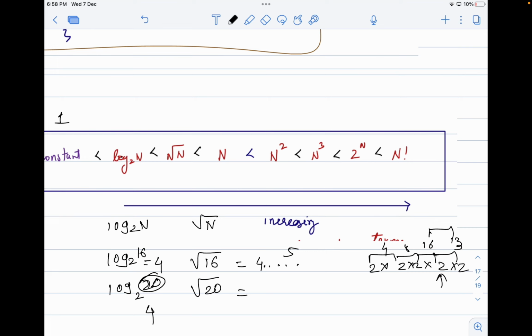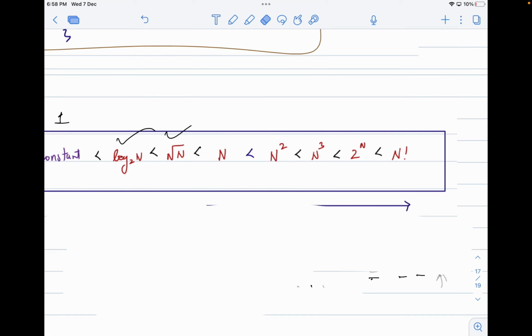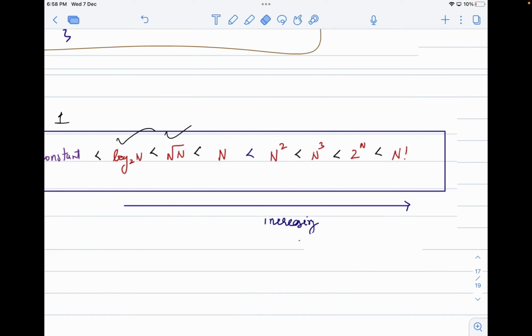So which term is it? How many times is it taking? 4 times: 1 time, 2 time, 3 time, 4 times. So how many iterations will it take? It will take 4 iterations. But for this it will be 4 point something, right? Which means the actual time taken is greater than this. So this is also true, right? If you are not able to understand how I'm trying to prove it, you can also try to prove it with your own inputs.